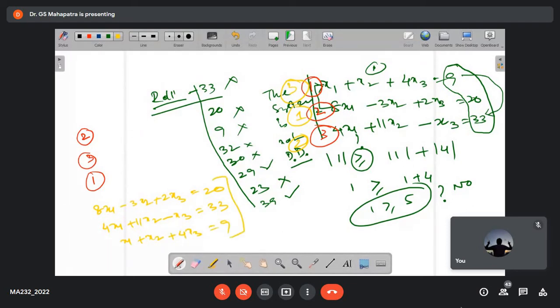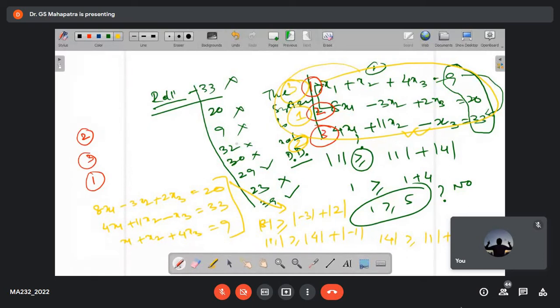This is the same system of equations, now rearranged. Is it diagonally dominant or not? Yes, sir. So this is now diagonally dominant. Just check it. Mod of 8 is greater than or equal to mod of minus 3 plus mod of 2. Similarly, mod of 11 is greater than or equal to mod of 4 plus mod of minus 1. And the final one, mod of 4 is greater than or equal to mod of 1 plus mod of 1. So the system is diagonally dominant.